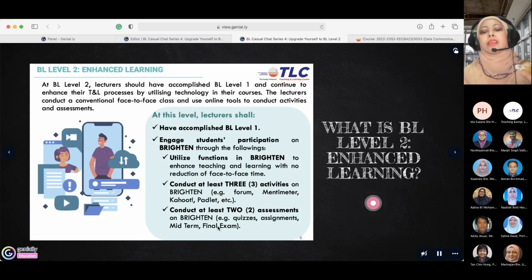And not only that, you're supposed to conduct at least 2 assessments on Brighton using the built-in quizzes and the assignments function, and you are allowed to do so as long as you are still adhering to the instructions or the guideline given by your college academic committee. Why? Because we understand that once we are already in the physical face-to-face environment, blended learning is there to complement. The idea is that the word we are using here to describe would be to complement, meaning whatever tools you're using in the classroom, that is regarded as a teaching aid.